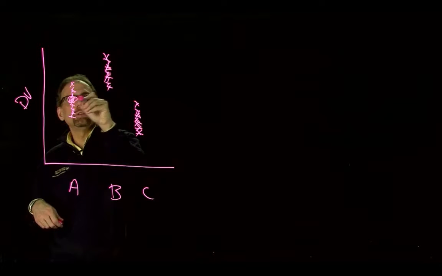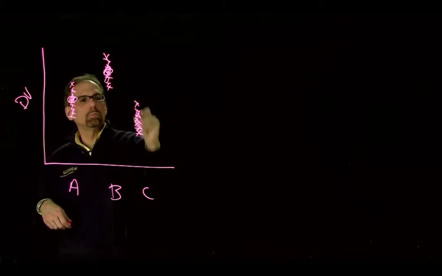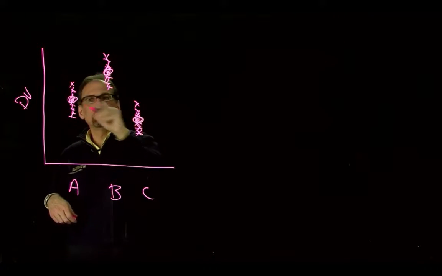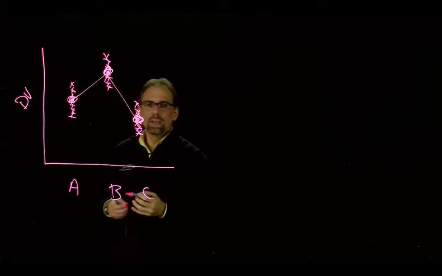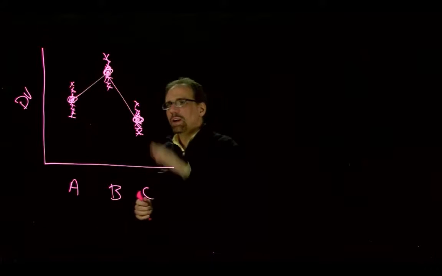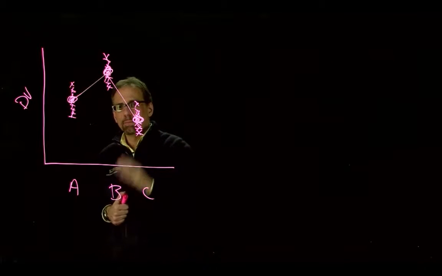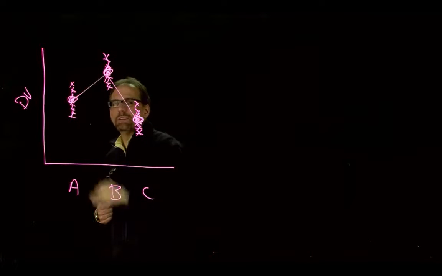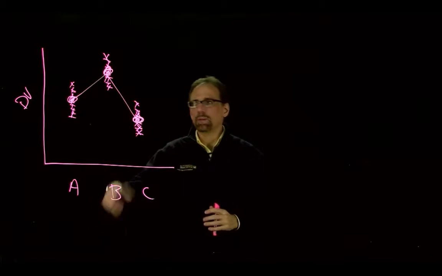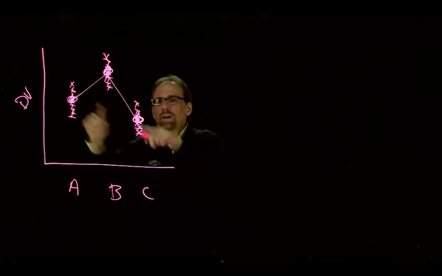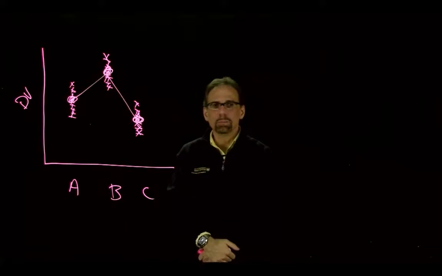So say this is the mean for this group, this is the mean for this group, and this is the mean for this group. Okay, and those were our categories that we were using to predict the dependent variable. Depending on what group you were in, we would expect a different value for your dependent variable.